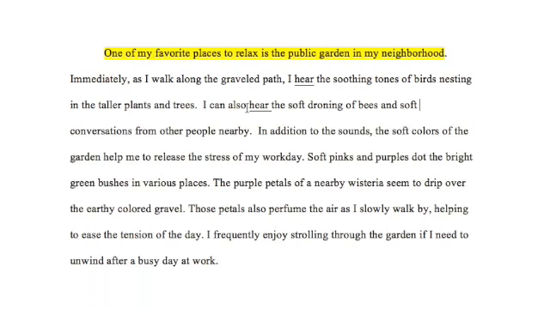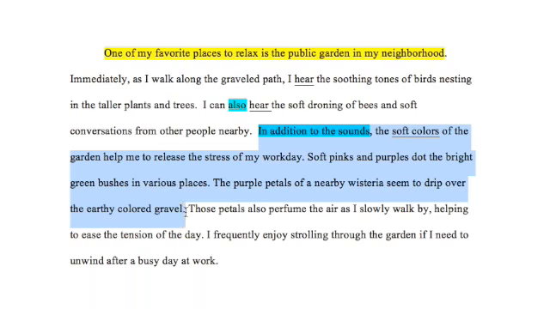Notice too some of the transitions that are helping this particular writer move smoothly from one sensory detail to the next. Here we have "in addition to the sounds," so that lets us know that we're done talking about the sounds of the garden and we're moving on to the visuals. So now we have soft colors, which is something that you have to be able to see. Soft pinks and purples dot the bright green bushes in various places. So this section all has to do with the visuals of the garden, the things that the person sees, so the colors.